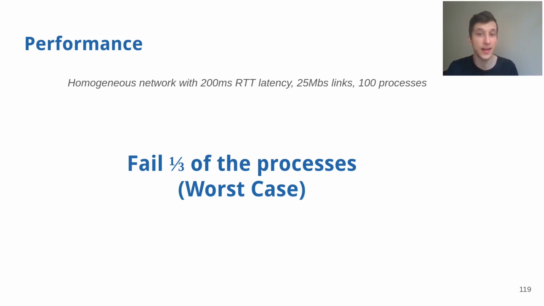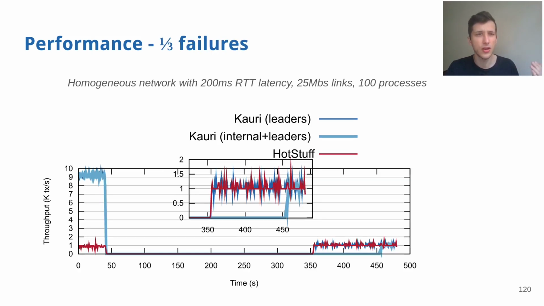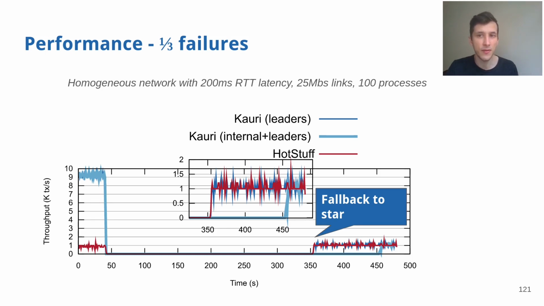Next, let's take a look at this final experiment. Similar to the previous experiment, we have a homogeneous network with 200 millisecond round-trip latency, 25 MB links, and 100 processes. There are a total of 2 scenarios embedded in this experiment. In the first scenario, instead of a small number of failures, we failed 33 consecutive leaders in a row for both Kauri and HotStuff. There's a number of things we can learn from this. First, we see that Kauri successfully falls back to a star, offering the same throughput as HotStuff afterwards. Second, we see that in the case of 33 faulty consecutive leaders, the recovery time is roughly the same as in HotStuff.